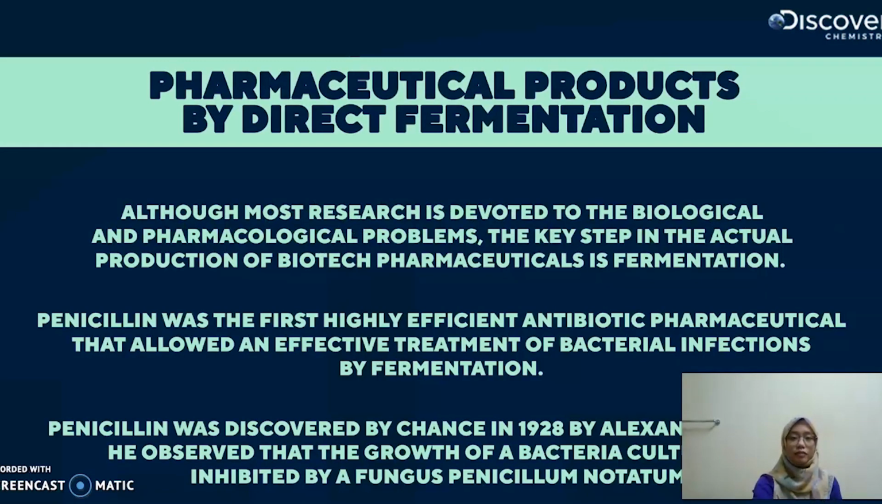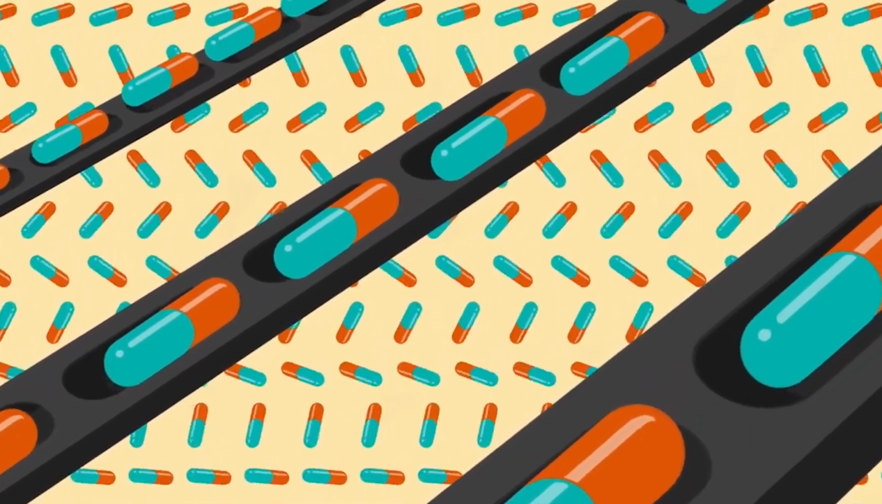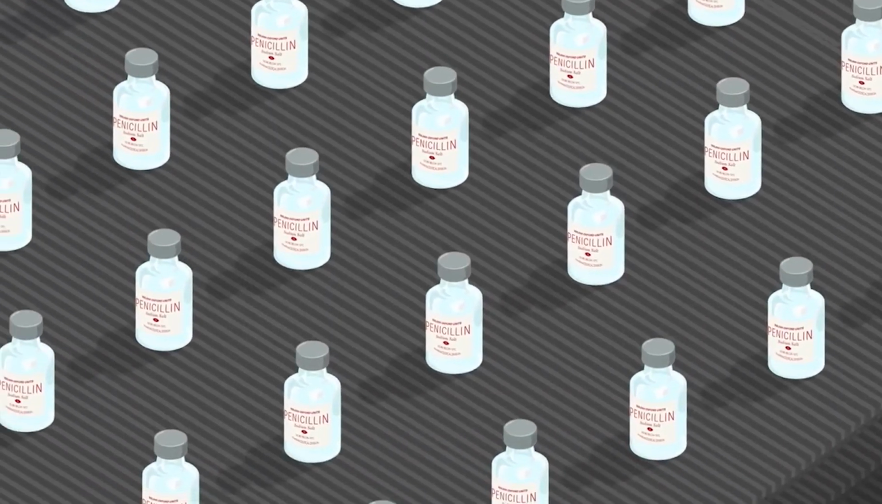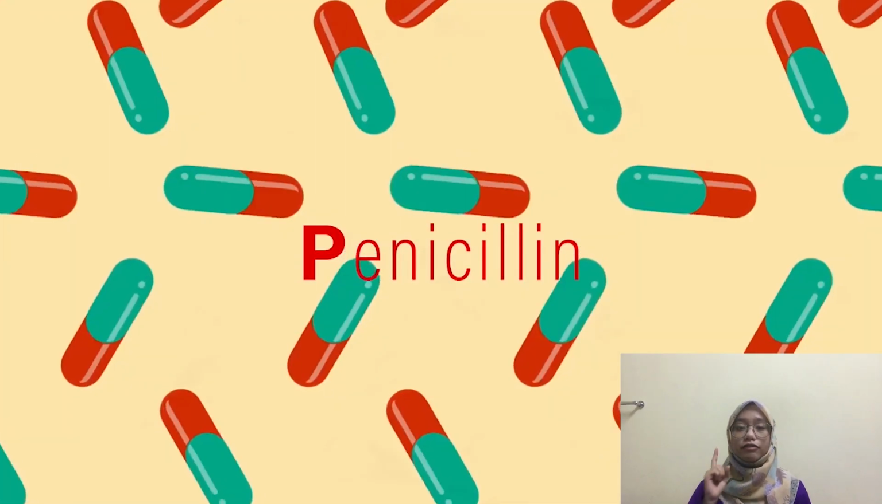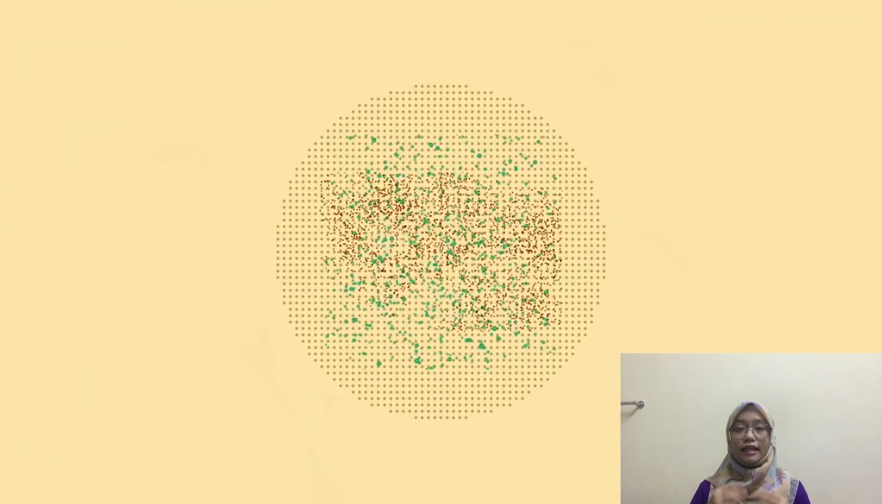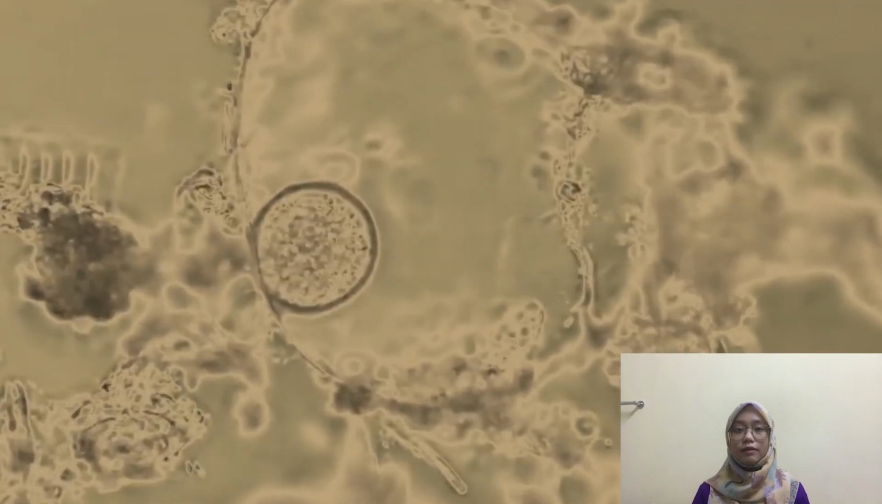Pharmaceutical products by direct fermentation. Although most research is devoted to the biological and pharmacological problems, the key step in the actual production of biotech pharmaceuticals is fermentation. Penicillin was the first highly efficient antibiotic pharmaceutical that allowed an effective treatment of bacterial infection by fermentation.